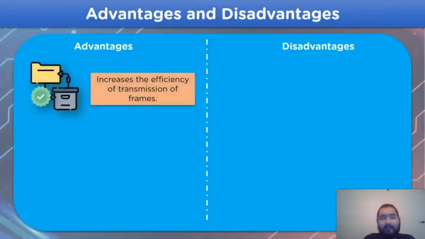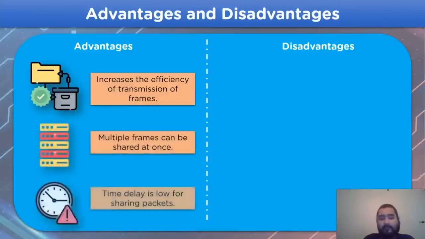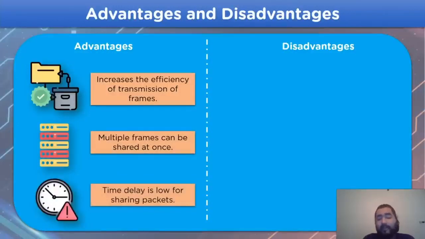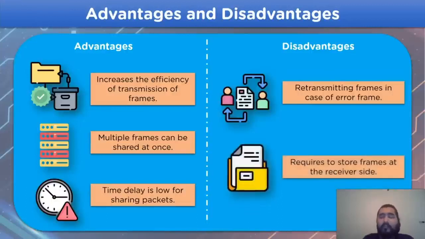For advantages we have, it increases the efficiency of transmission of frames. It also allows multiple frames to be sent at once. And the time delay is low for sharing the packets. As for disadvantages we have, the retransmission of frames in case of an error in the network channel is very difficult work. And it also requires the storing of frames on the receiver side that it receives from the sender side.